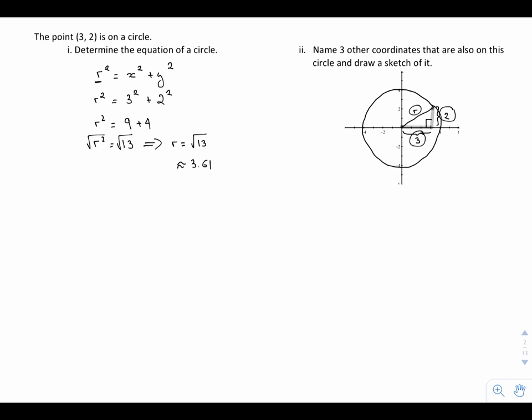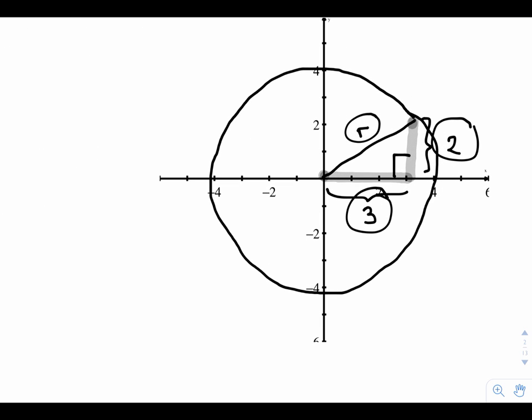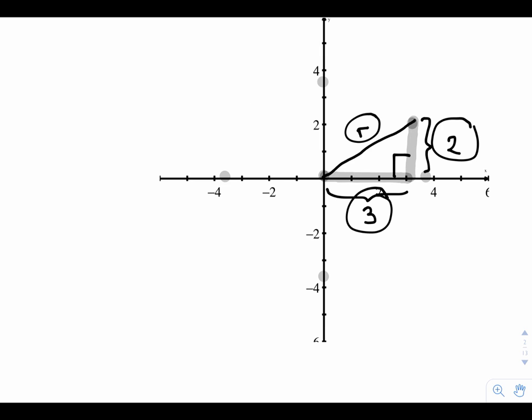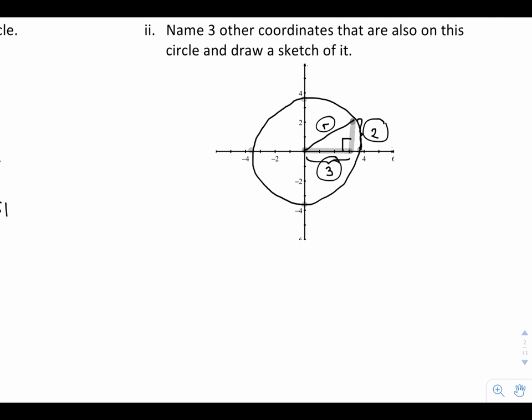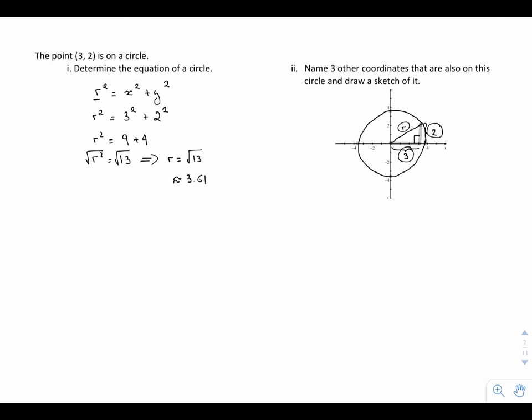So if I wanted to draw 3 other coordinates that are also on this circle, well, I can actually draw 4 if I really want to. With 3.61 as my radius, my circle is going to be roughly here, roughly here, roughly here and roughly here. So to draw a more accurate circle, I should actually have it going like this. These points help me trace it out. Again, not a perfect circle, but it renders the idea quite well. And there you have it.